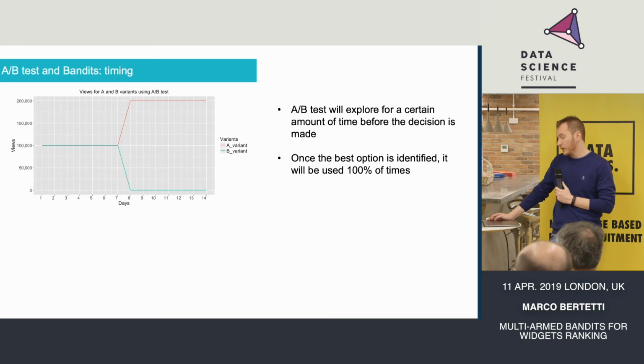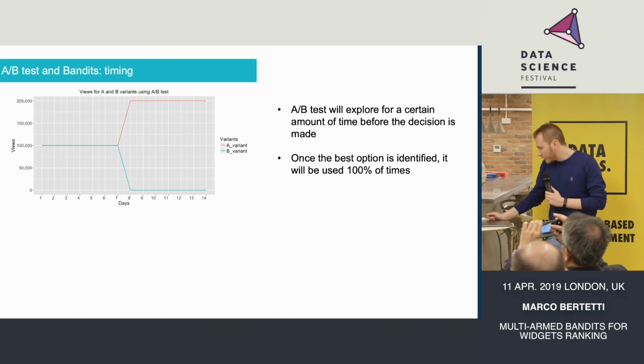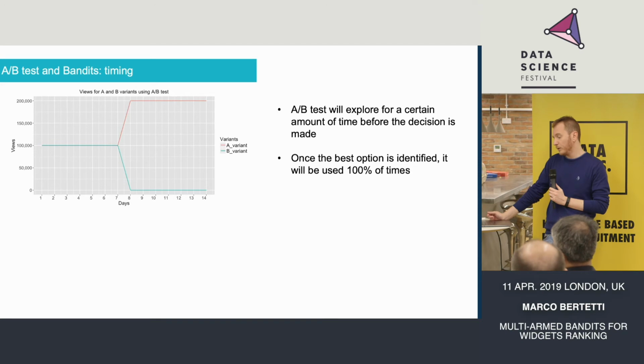So in this graph, you can see a very simple example of an A/B test, let's say. You have something running for 2 weeks. You split the traffic, so you get 50% of the views on each of the 2 options you have available, and then you pick the best one. The worst one goes to 0, the best one goes to 100. Which again, it works fine, but there are instances where you would like to make a decision quicker and show the best version, or whatever you want to show, as soon as possible.